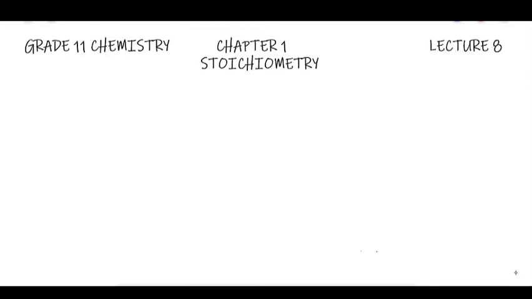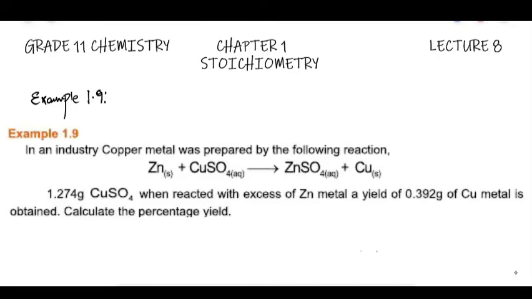So the first example is example 1.9, and it states that in an industry, copper metal was prepared by the following reaction: zinc plus copper sulfate leading to zinc sulfate plus copper. 1.274 grams of copper sulfate when reacted with excess of zinc metal, a yield of 0.392 grams of copper metal is obtained. Calculate the percentage yield.